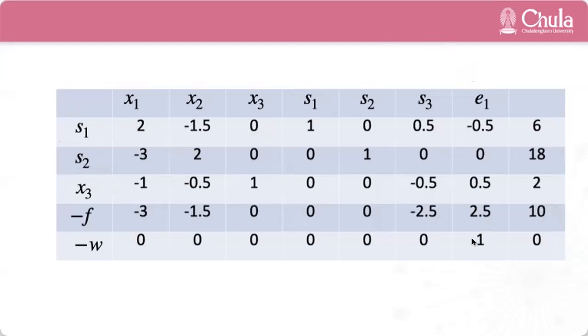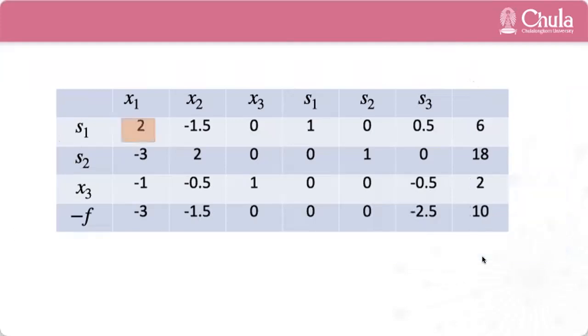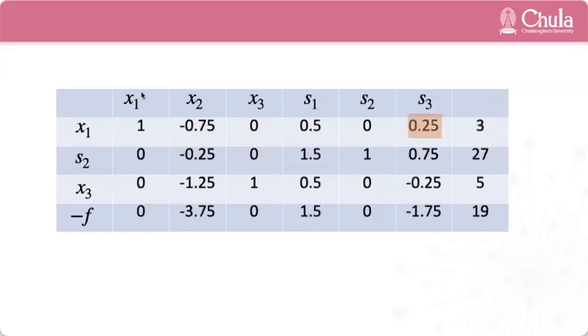So we remove this column and this column, and then we can use phase 2 of the algorithm with this one. And then we introduce x1 as our basic variable and we remove s1, because this is the most negative one and the smallest positive B over A. Okay, and we obtain this table.